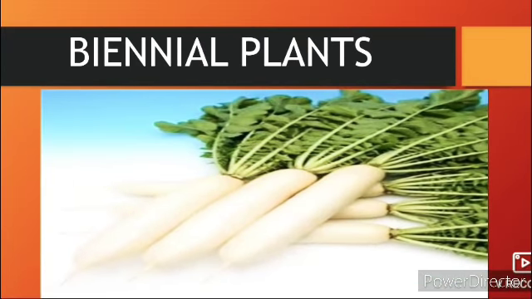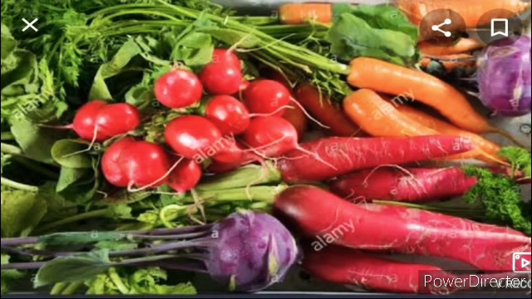What are biennials? These plants live for 2 seasons. In the first year, they have full vegetative growth, and in the second year, they bear flowers and fruits. Example, carrot, radish, and turnip.